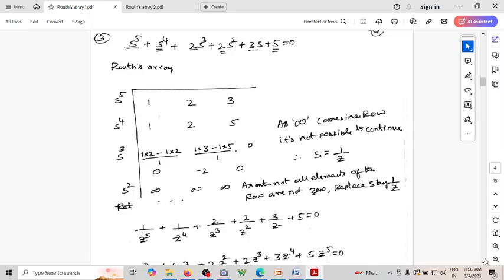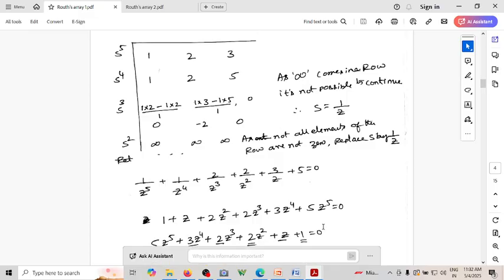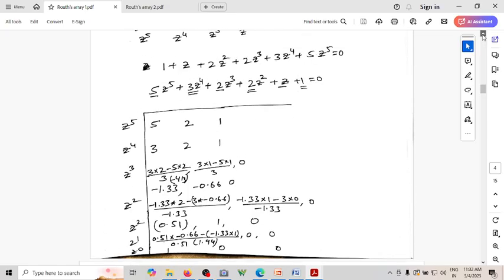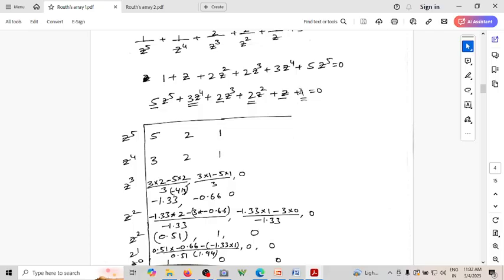So now you simplify this by taking LCM. Upon taking LCM, the LCM becomes z power 5. Of course, you can see this entire equation will become 5z^5, 3z^4, 2z^3, 2z^2, then z, then 1. So upon taking LCM, you rewrite the characteristic equation this way. That's what is written here. This is further written like this. Now you have a new characteristic equation by replacing s by 1 over z.